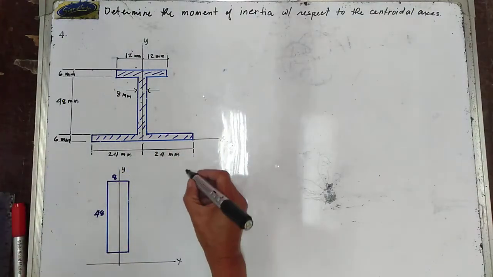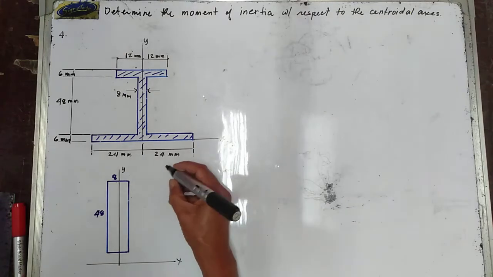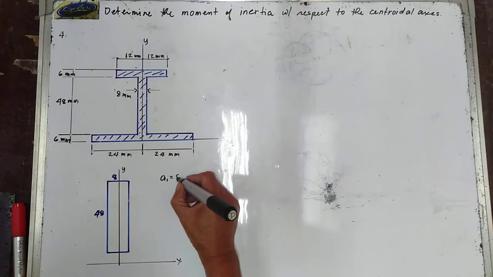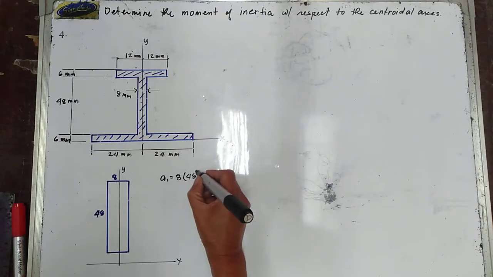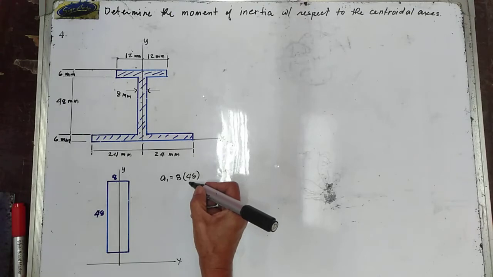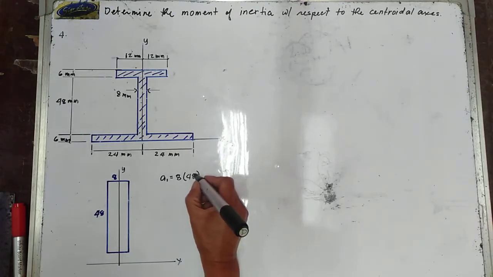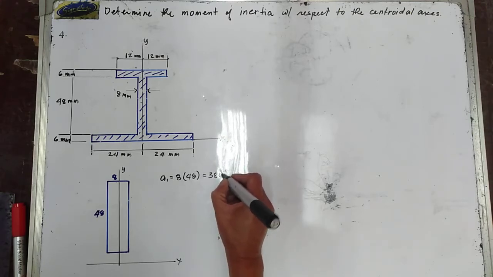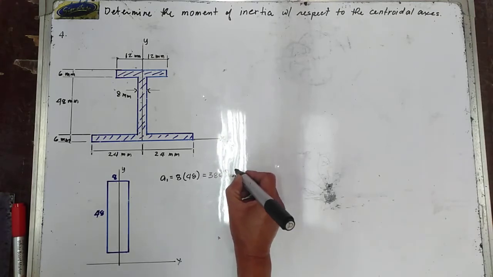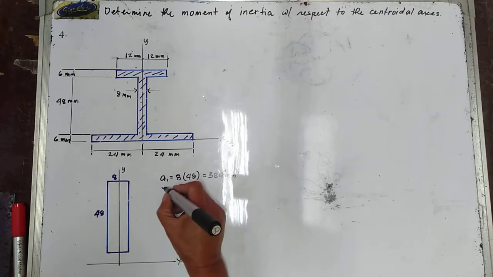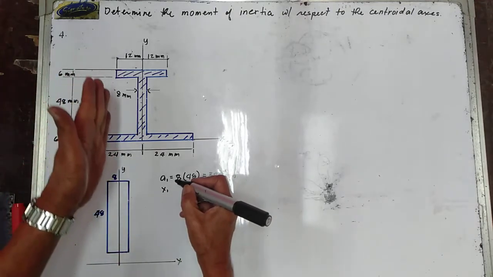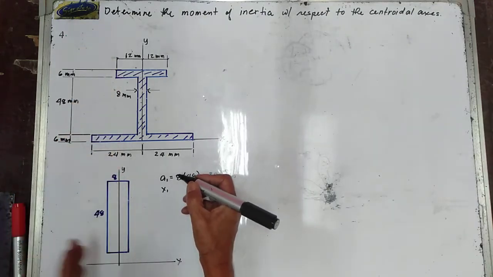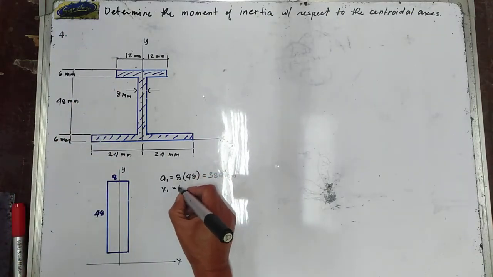So let us consider your area 1 in here is equal to 8 multiplied by 48, and this is equal to 384 square millimeter. So we have your x1 in here. The y-axis in here lies within the centroid of this area. So your x1 in there is equal to 0.